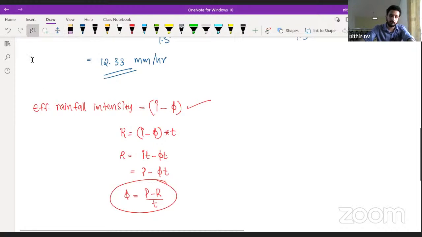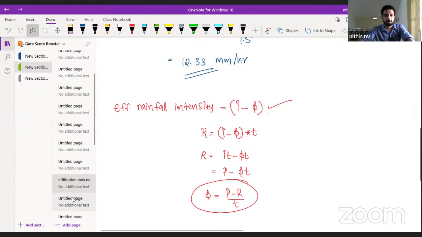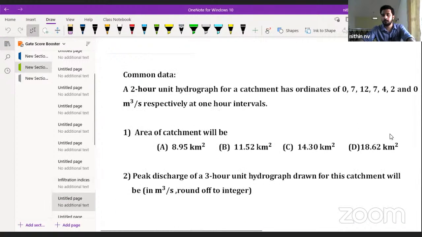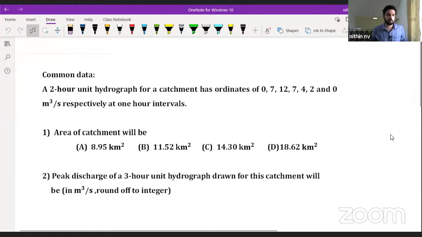Clear? Yes, very good. So we are moving into the next chapter then, hydrograph, one of the most important chapters we have. So just go through the question and understand. Everyone please go through the question and understand what we have to do. A 2-hour unit hydrograph for a catchment is given at 1 hour intervals, right? Okay, we have to find the catchment area.